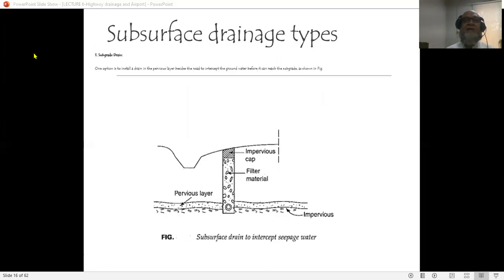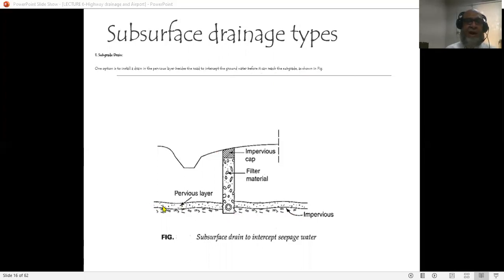This is one typical example of subsurface drainage type. Now, one option is to install a drain in the pervious layer beside the road to intercept the groundwater before it can reach the subgrade, as it shows. So there is an impervious layer where water cannot pass or can be held. As a layman, you must understand this is a layer normally made of clays and like material.